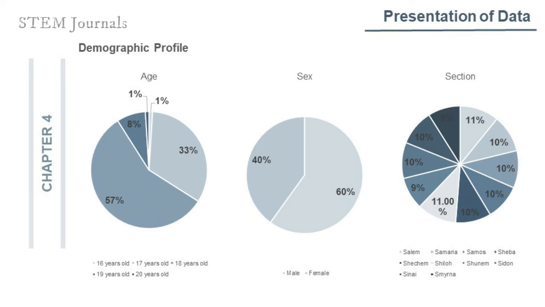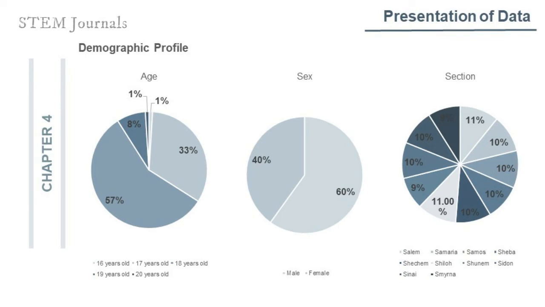For the section, there are 10 sections here. To get the total number of students in each section, we use the formula: sample size multiplied by the total number of the section, divided by the total population. For Smyrna, 17 students are needed, equivalent to 8.9%. For Sinai and Sidon, 19 students are needed, equivalent to 9.9%. For Shunem, 17 students are needed, equivalent to 8.9%.